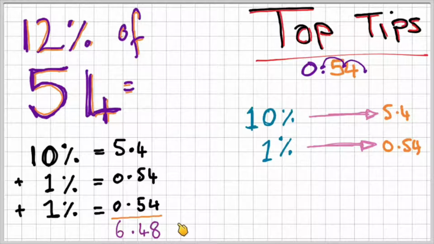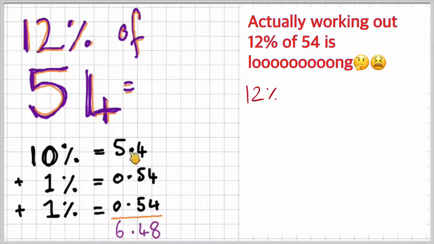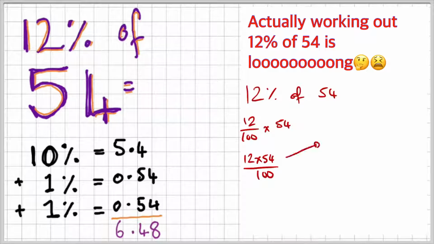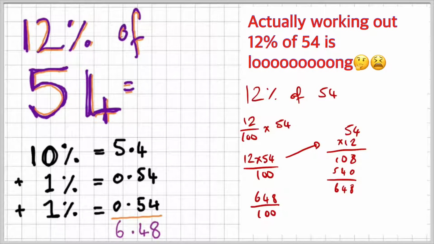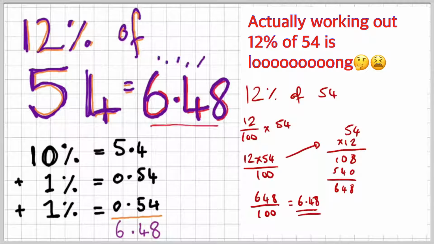So although 6.48 seems like a very difficult solution, if you break it down into 10% and 1%, it's actually quite easy to just do that addition. And even if you needed a bit of scratch paper to work that out, it's a lot easier than actually working out 12% of 54. So 12% of 54 gives us 6.48.